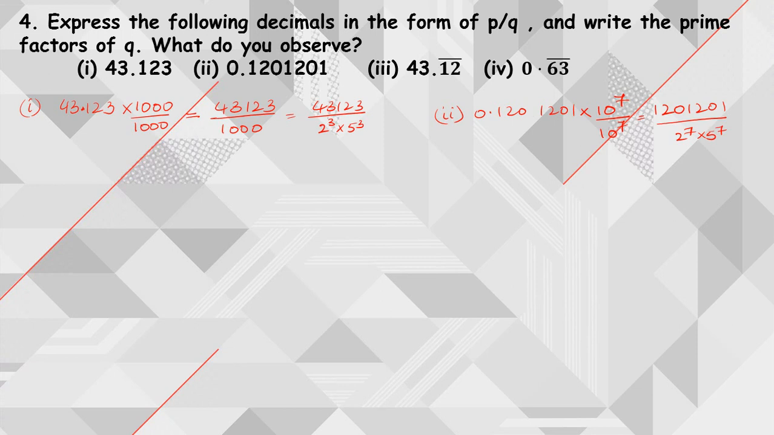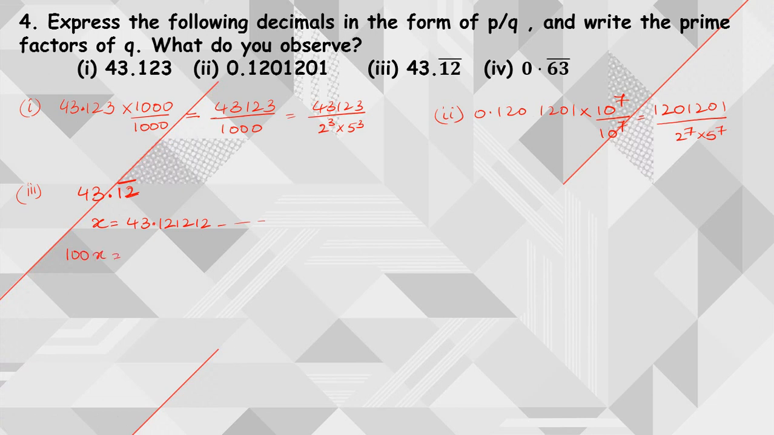Next, moving on to the third question. So the third bit is nothing but 43.12, and on this 12 we are having a bar, right? Now to solve this, what I should do is consider the given thing as x. Then I can write this as 43.121212 and so on. Since the periodicity is 2, we need to multiply this with 100.